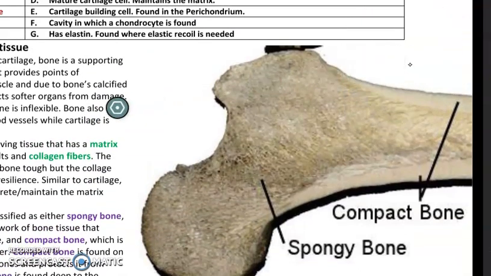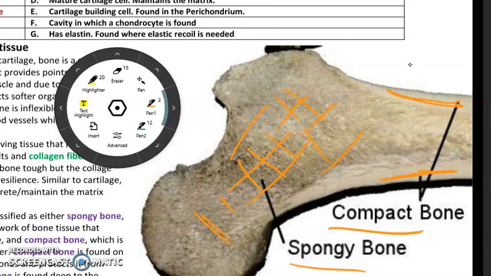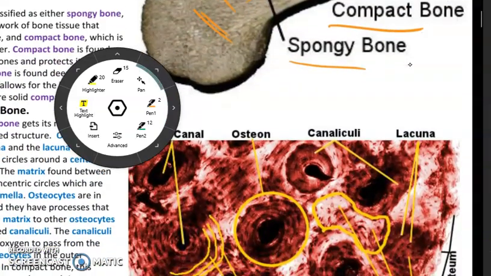So compact bone gets its name for being compact. So we have the compact bone here. It's on the outside of all bones. And as you can see, it's compact. Spongy bone looks like a sponge. I have done enough scuba diving and snorkeling that I do agree it looks like a real sponge. And we're going to look at both of these on the histology slides.